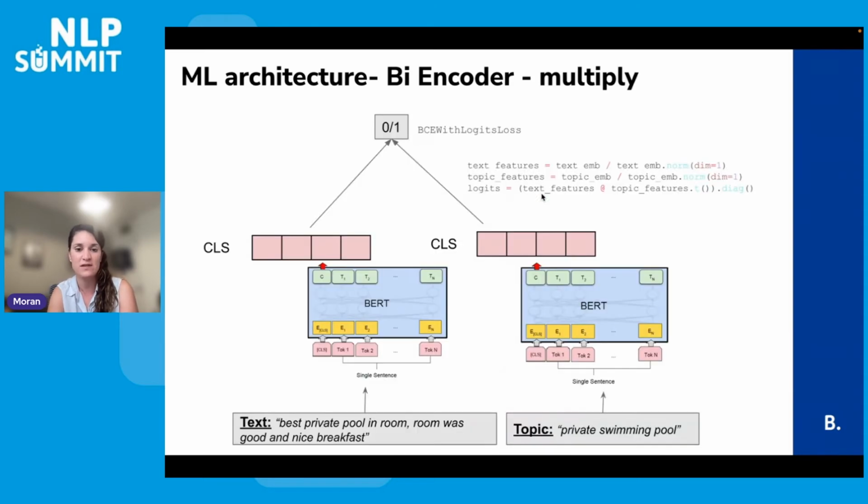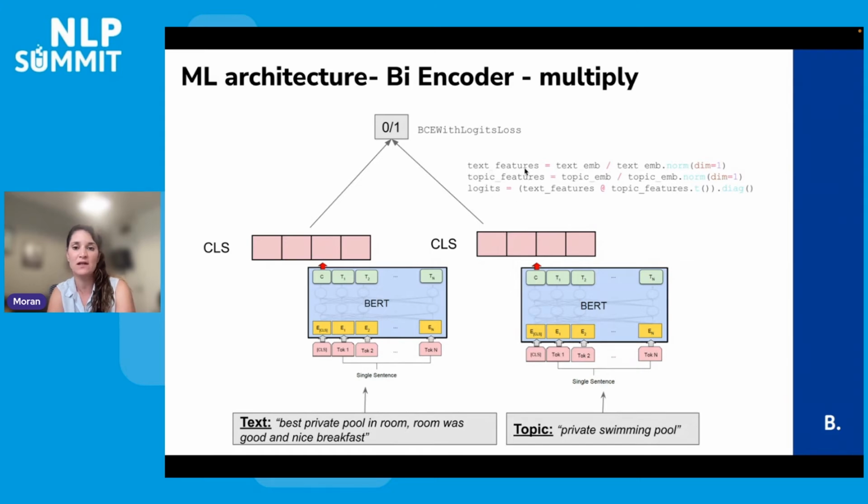So again, if we take a look at text and topic, we have the text, and we insert it into a BERT. Then we have the embedding using the CLS token. So we take the embedding of the CLS token, and this is the embedding of the text. Same we do for the topic, and then we have the embedding for the topic. And then we can do different things with these two embeddings.